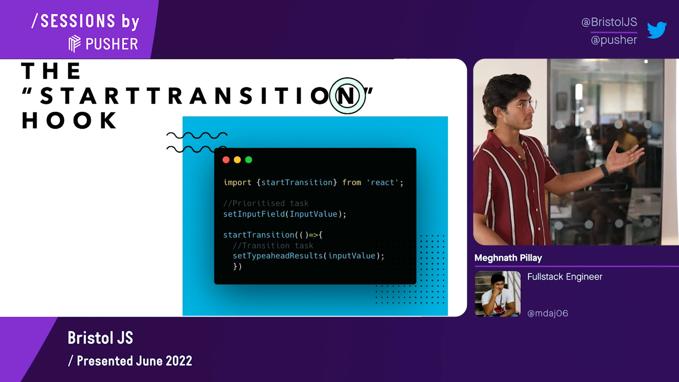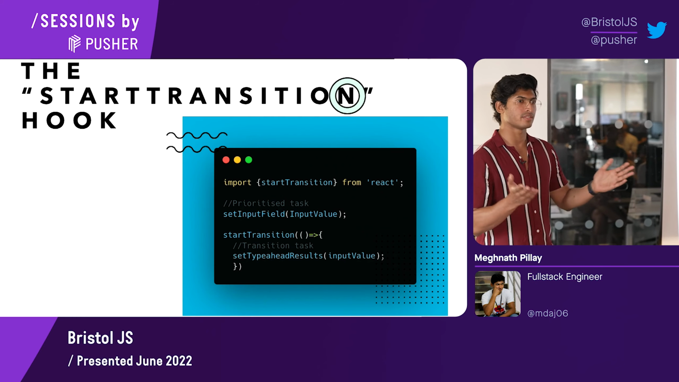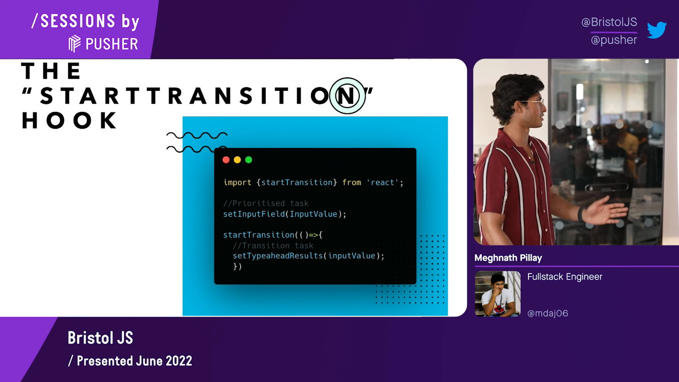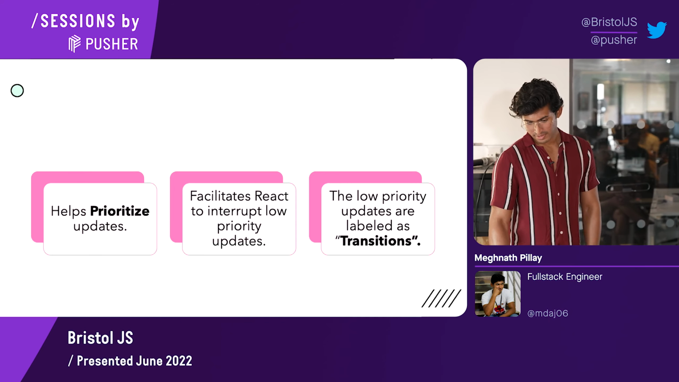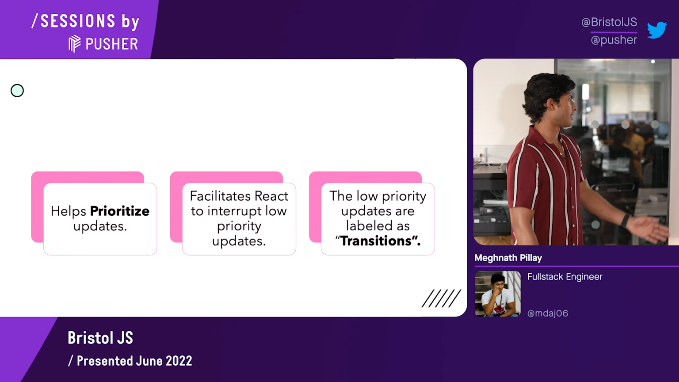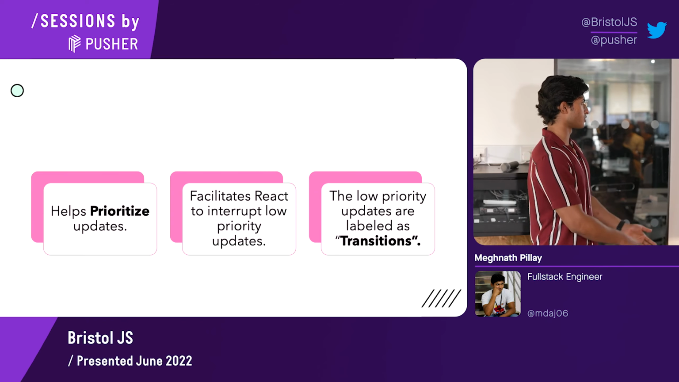So doing this, you always have your priority task running first, and in case of any interrupt, that doesn't get interrupted. The other transition tasks get interrupted. Yeah, it helps you prioritize updates, and it again makes React know which to interrupt and which not to interrupt.